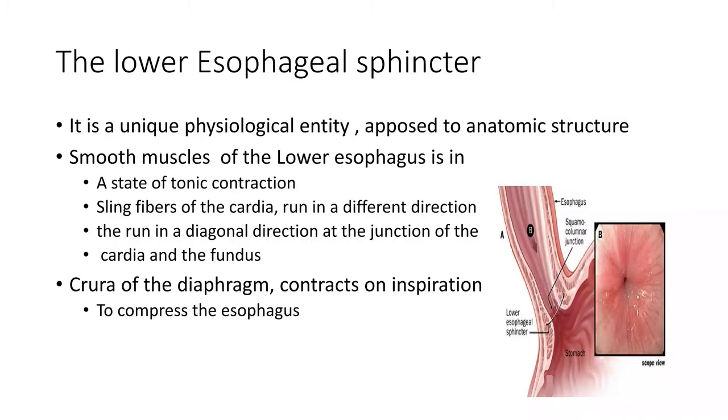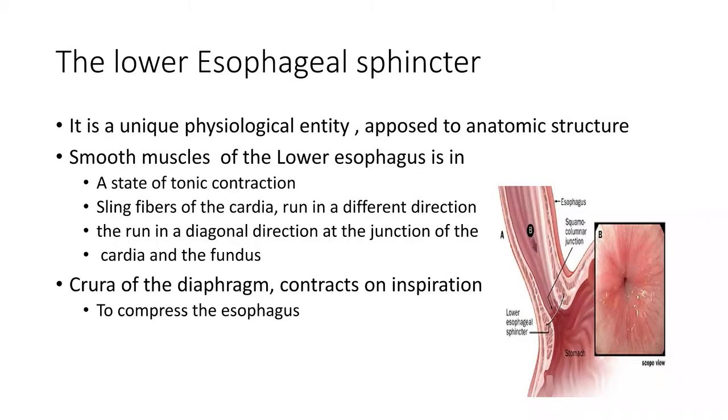So the muscles of the esophagus, the circular layer of the smooth muscle, is thickened at that area and in a state of tonic contraction. It means that it has a high resting pressure. And from those fibers, there is what we call the sling of the cardia. It's a smooth muscle fiber that is a continuation of the circular layer, but it runs in an oblique fashion at the junction of the cardia and the fundus. And when we say the cardia, I mean the cardio-esophageal junction.